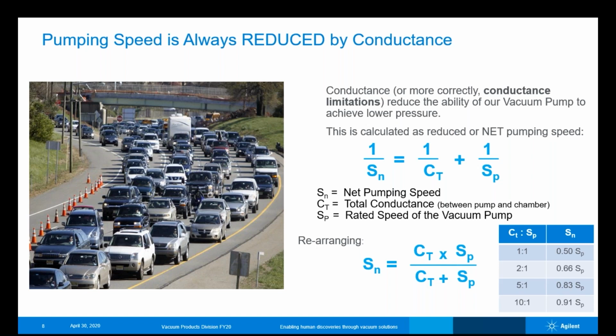Down at the bottom of the table here, you can see if I could get to 10 to 1, so if my conductance was 10 times bigger than my pumping speed, I can recover 91% of my net pumping speed. And that's kind of the goal that we want to try for. There's no point in spending a lot of money on vacuum pumps and then giving it all up to conductance restrictions.